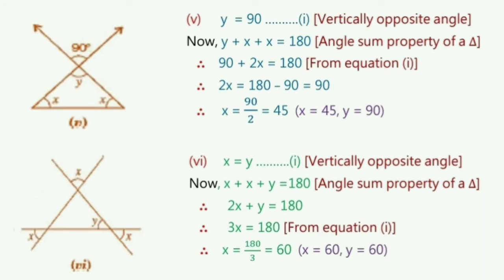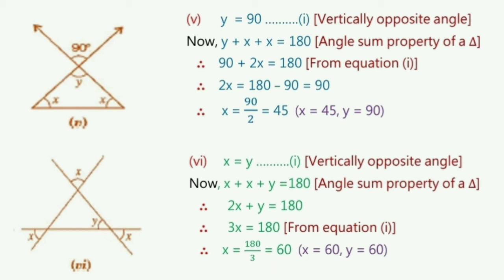Sum number 5. This is an isosceles triangle where the base angle is x and the angle is y, and the vertically opposite angle of y is given, that is 90. So you have to find out the value of x and y. Now the solution: y is equal to 90. It's a vertically opposite angle.